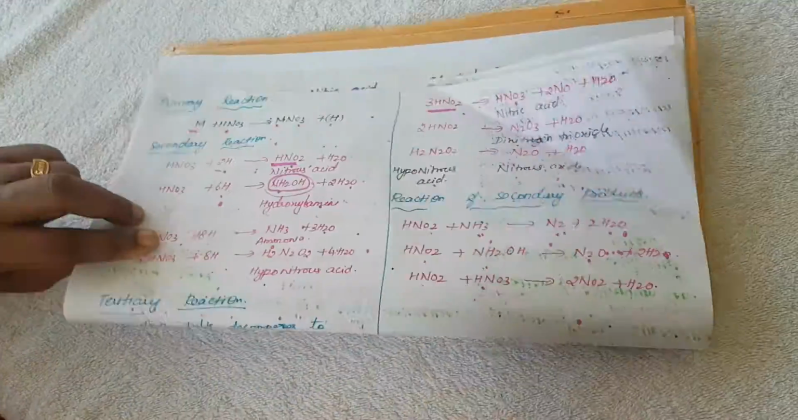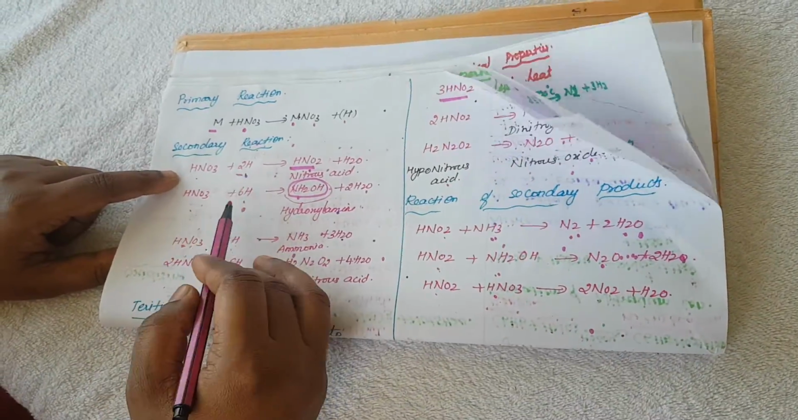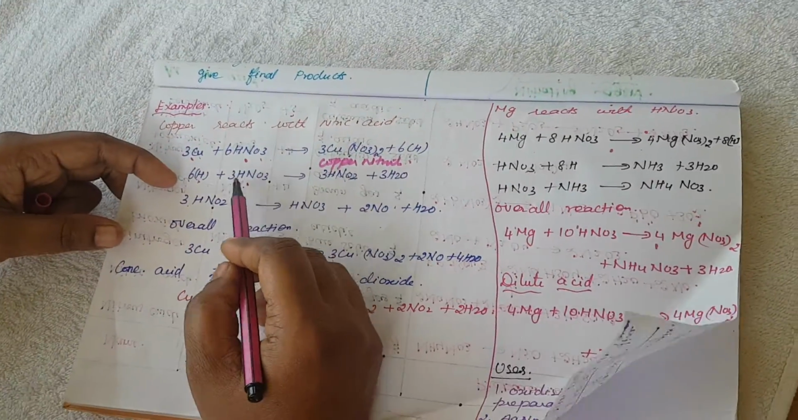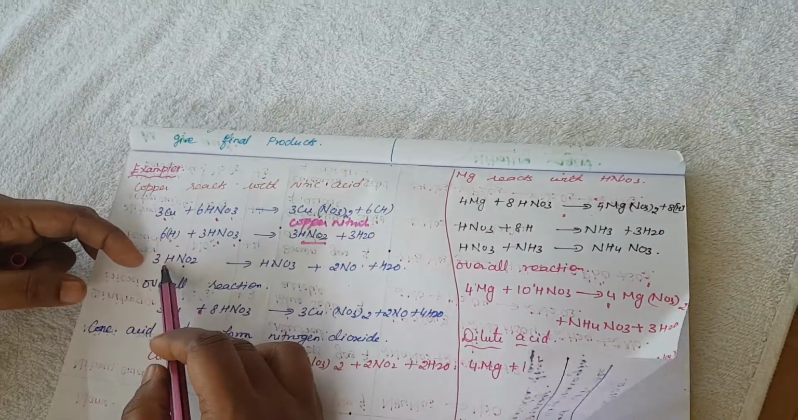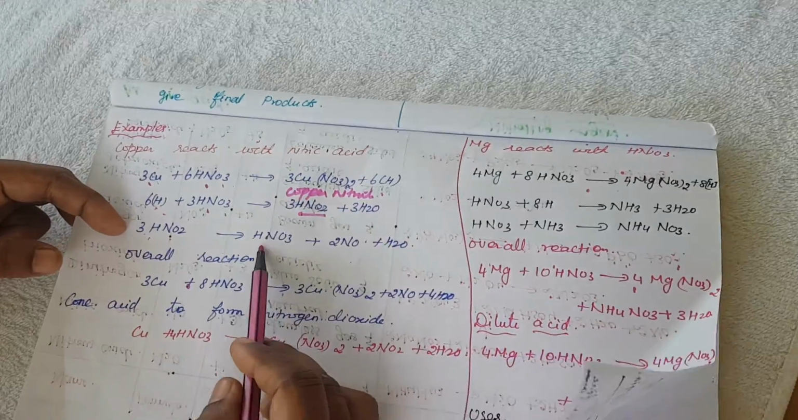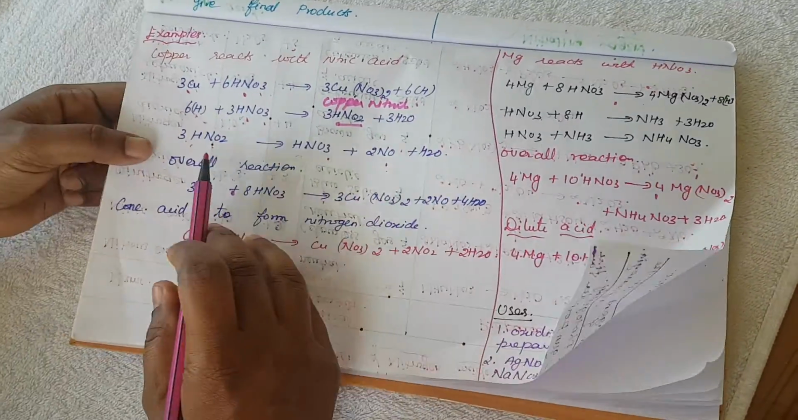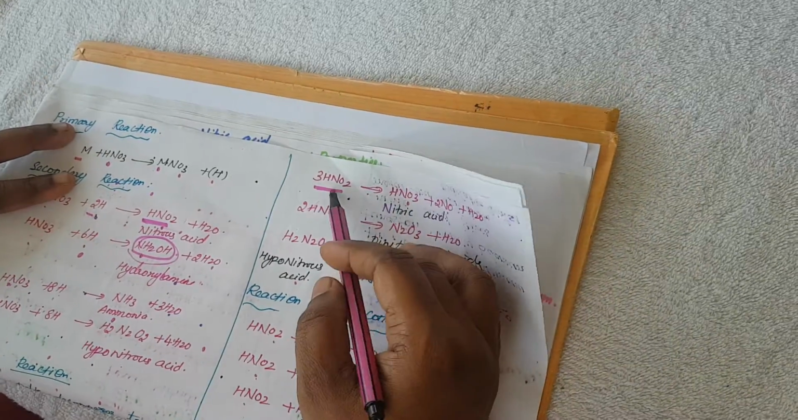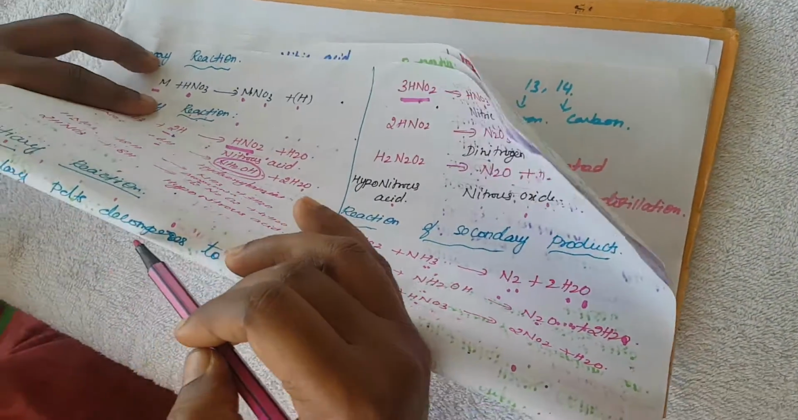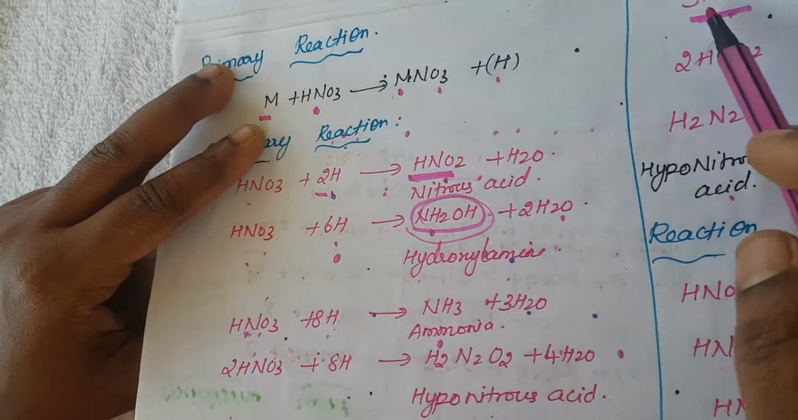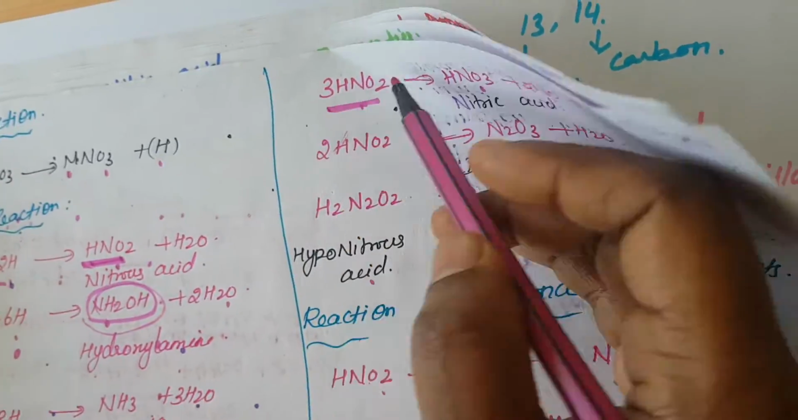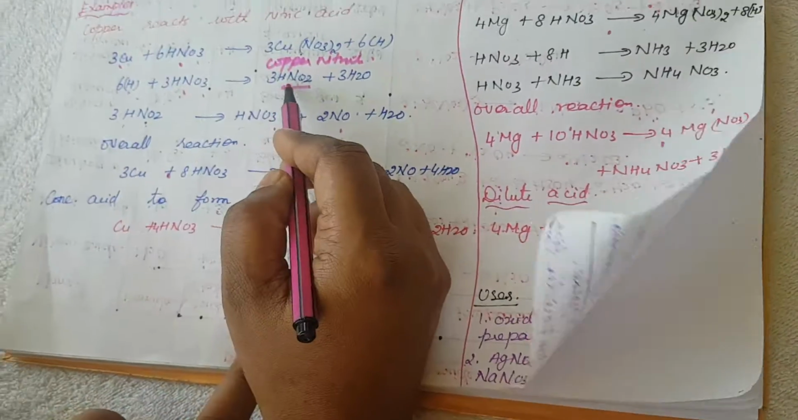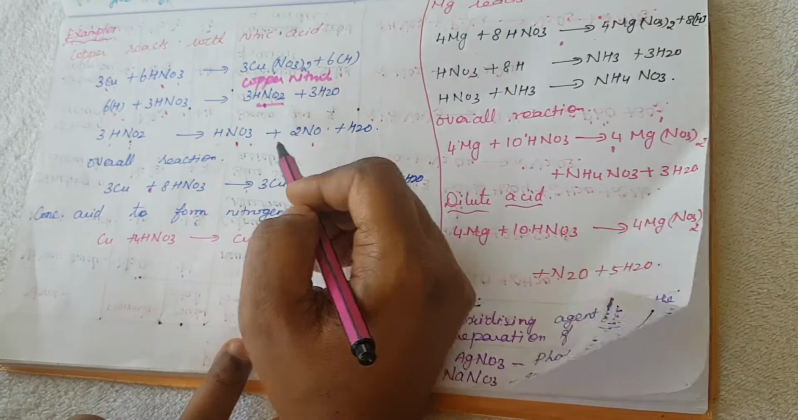What is the second reaction? Nitric acid reacts with hydrogen to give nitrous acid. Then 3 molecules of nitrous acid form HNO3 plus NO2. What is the third reaction? The product reacts with nitric acid. Then the tertiary reaction: the product is converted into nitric acid. Again the same thing, HNO2 is converted to nitric acid, NO.